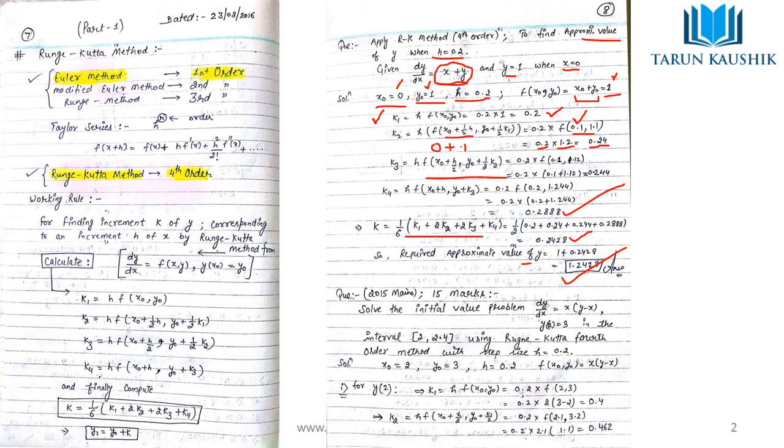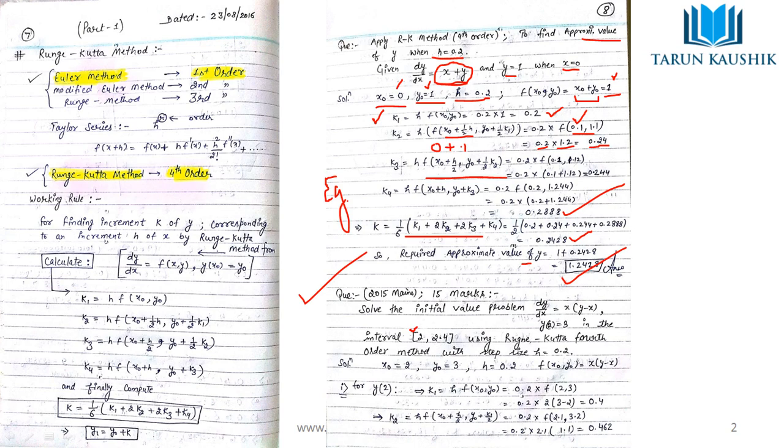This was an example. Now, here is a question which was asked in the UPSC last year, in 2015, for 15 marks. The question was: solve the initial value problem dy/dx equals x into y minus x, y(2) equals 3, in the interval [2, 2.4].